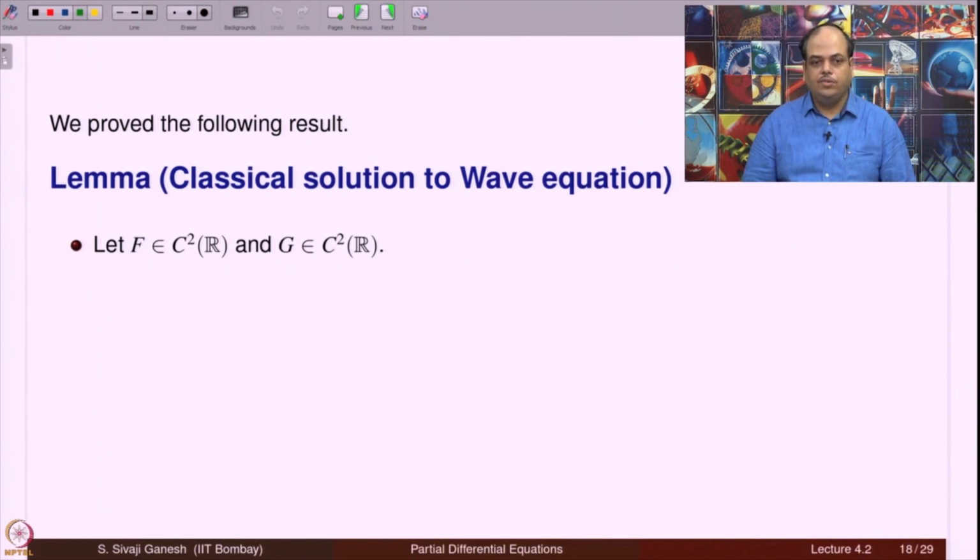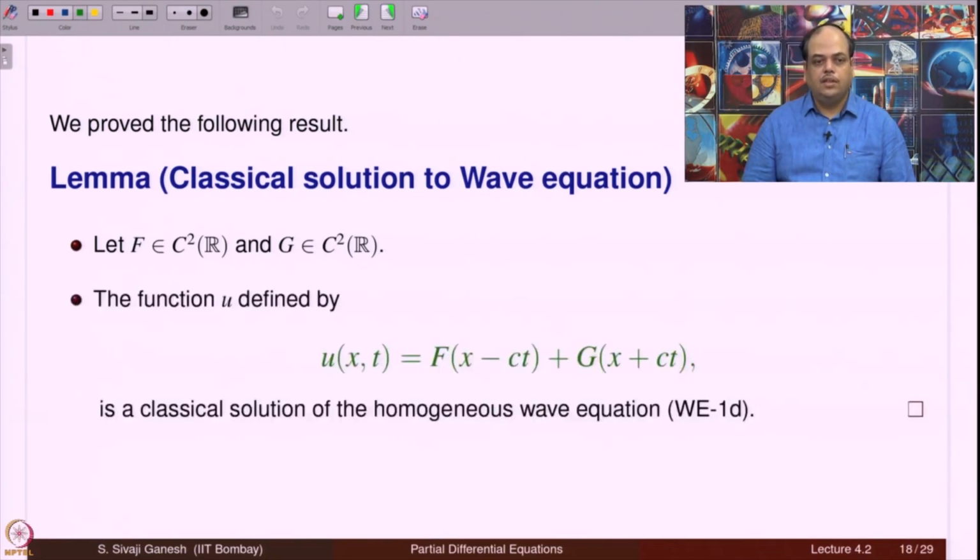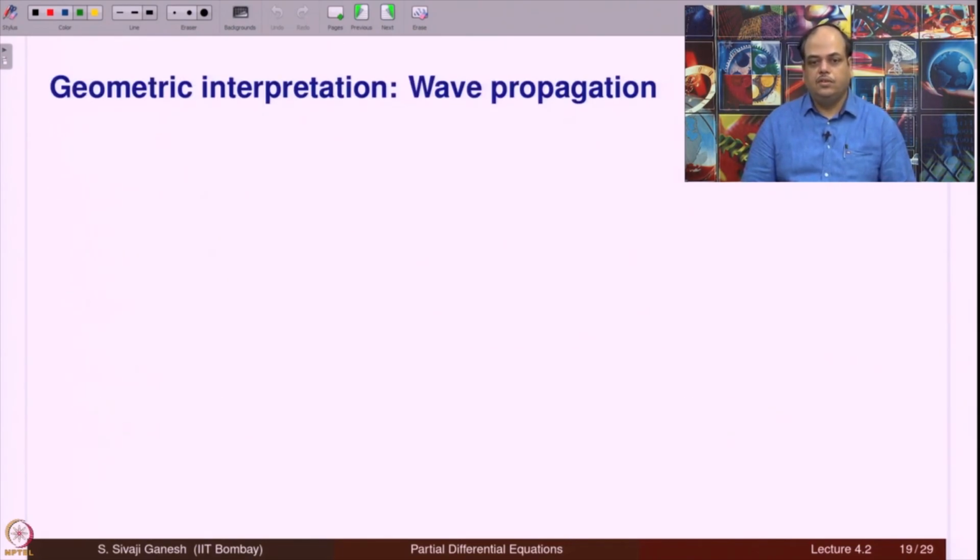So, we prove the following result: classical solution to the wave equation. Let F belong to C2 and G belong to C2. The function u defined by u(x,t) equal to f(x minus ct) plus g(x plus ct) is a classical solution of the homogeneous wave equation. No Cauchy problem yet, we have just solved the homogeneous wave equation.